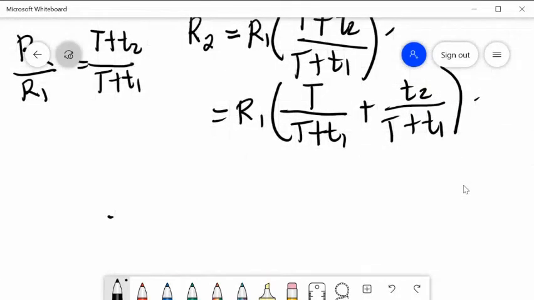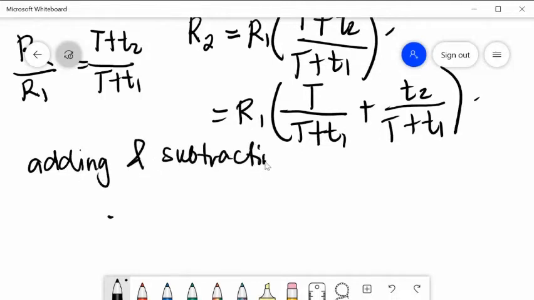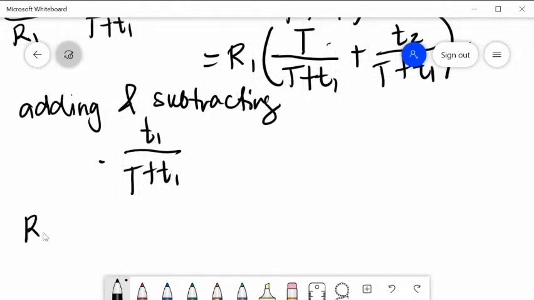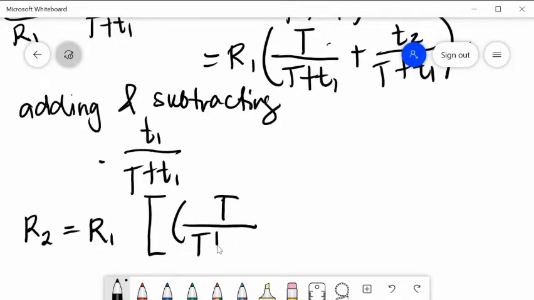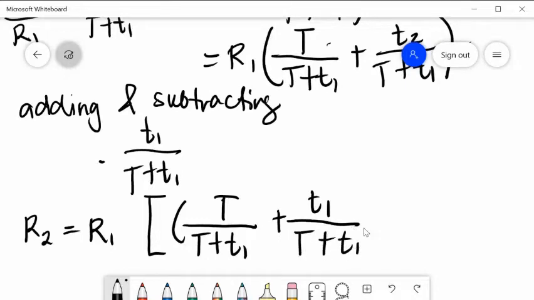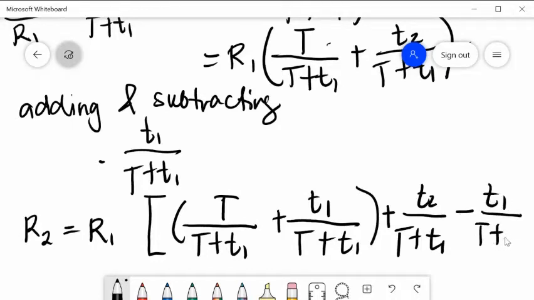So adding and subtracting T1 over T plus T1, we will get R2 equal to R1 multiplied by T over T plus T1, plus T1 over T plus T1, plus T2 over T plus T1, minus T1 over T plus T1.